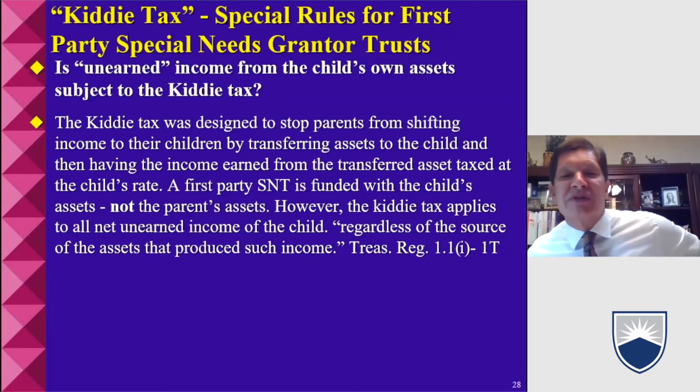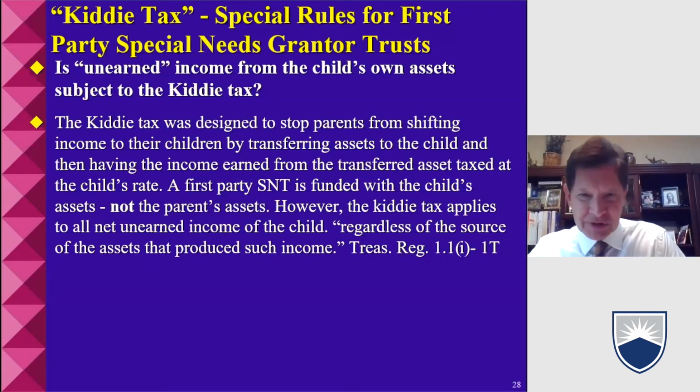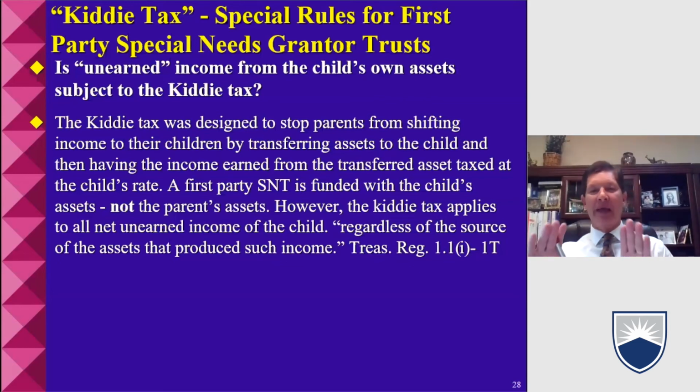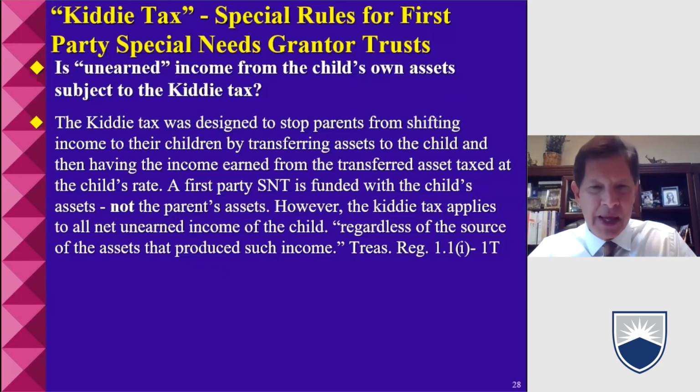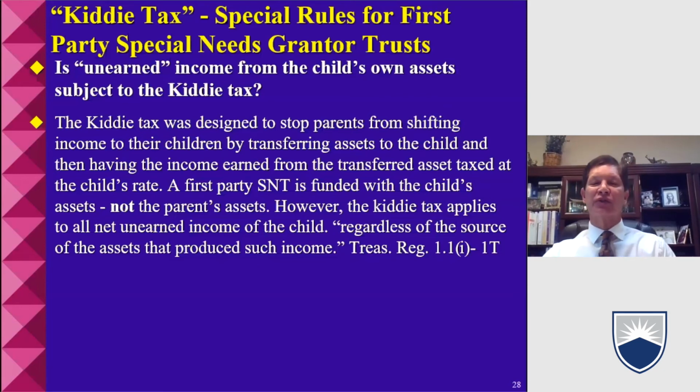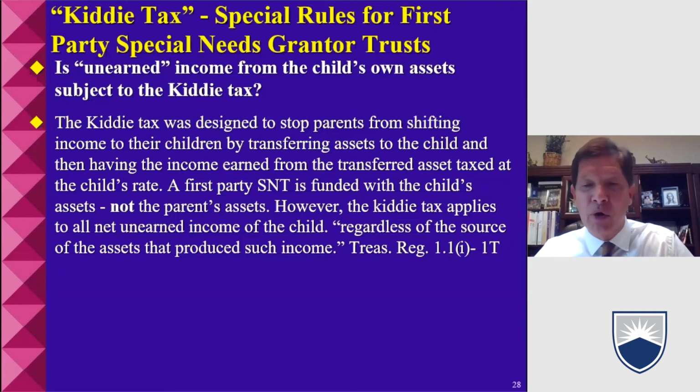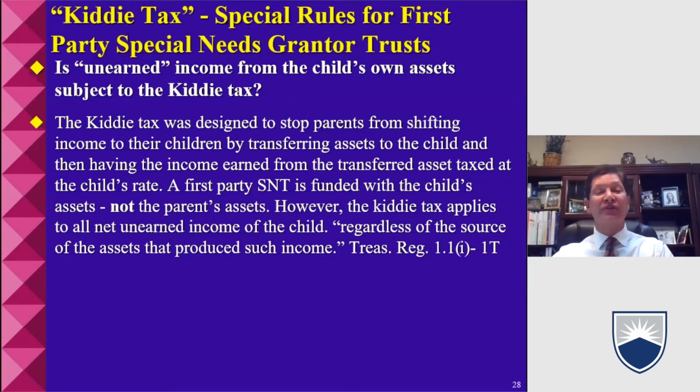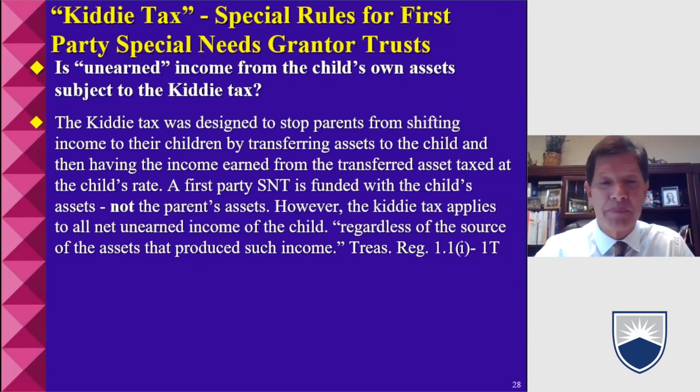The kiddie tax was designed to stop parents from shifting income to their children by transferring assets to the child and then having the income earned from the transferred asset taxed at the child's rate. A first-party special needs trust is funded with the child's assets, not the parents'. However, the kiddie tax applies to all net unearned income of the child, regardless of the source of the assets that produce such income. Yes, it seems unfair.